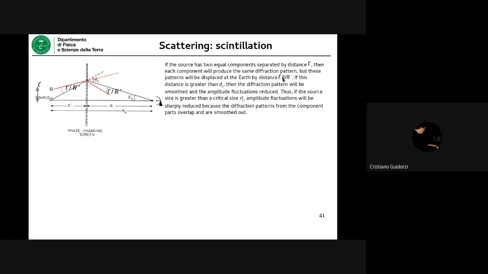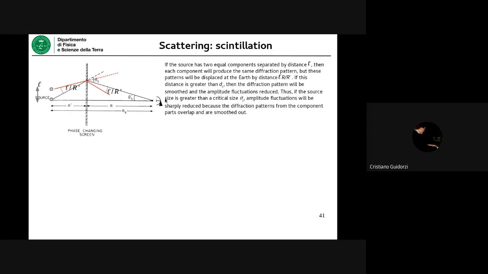L times R over R prime. So this is the displacement you measure here, due to the fact that you have not one source but two sources. So the two rays, due to the same blob, are displaced by this amount. Of course, this argument works for all the other rays.